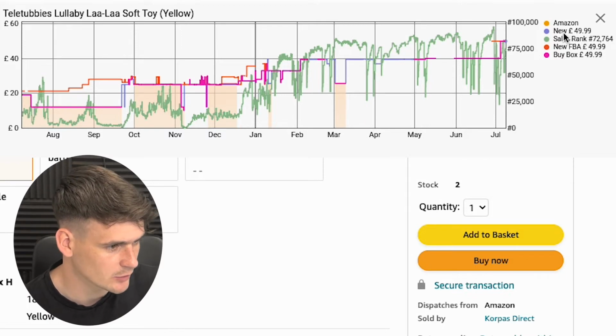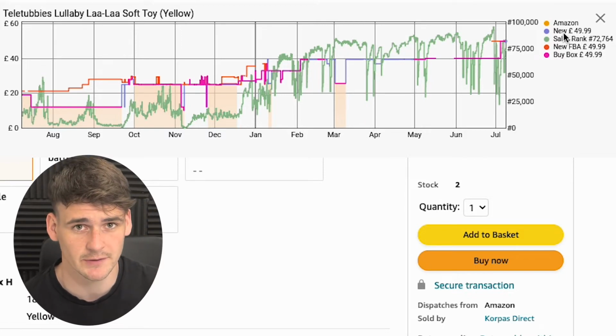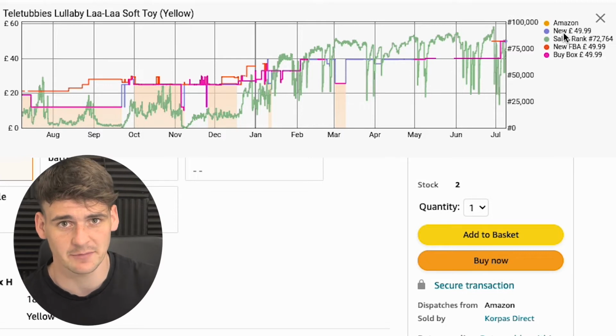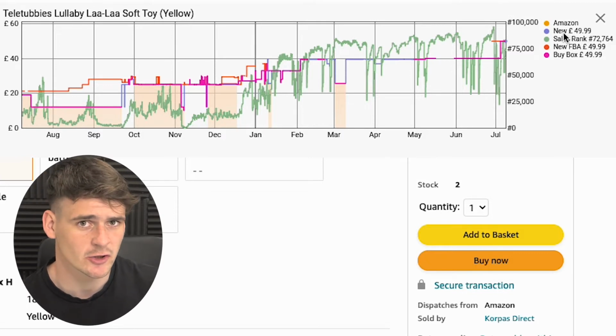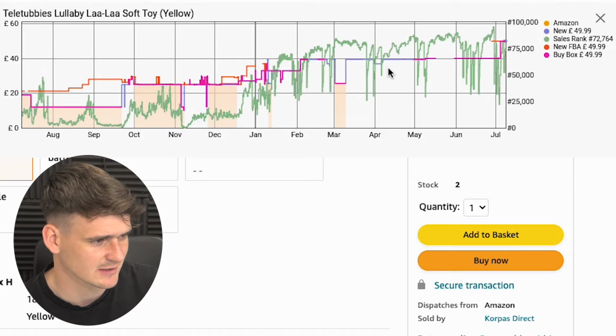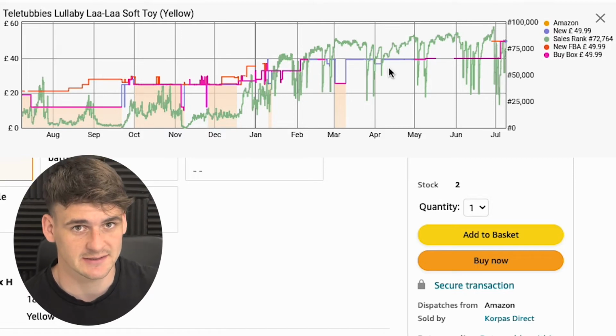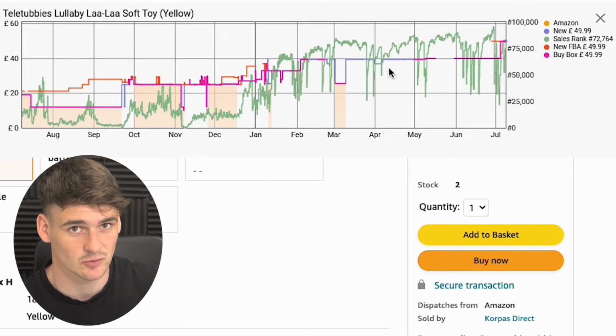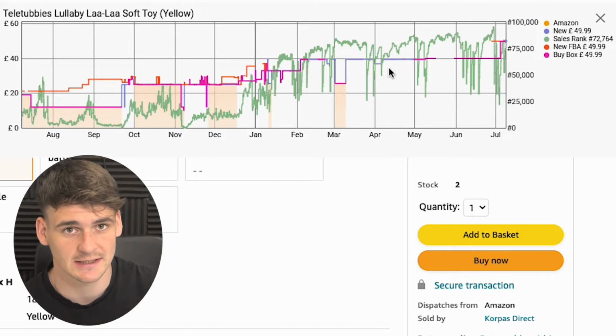The next one is the new line. This is just merchant fulfilled sellers, not FBA, so FBM, fulfilled by merchants. You don't have to worry about this too much on Amazon FBA. Amazon does favor FBA sellers, and even if you are selling it for slightly more money than an FBM seller, you're more likely to get the buy box.